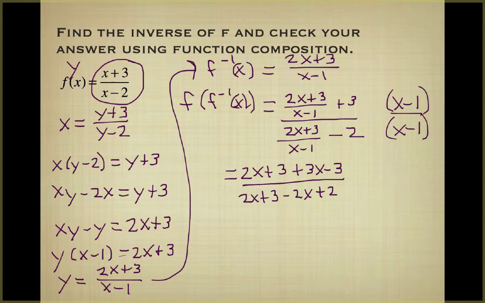Now we're going to combine our like terms. We have 2x and 3x. We get 5x. 3 minus 3 is 0. We have 2x minus 2x goes to 0. 3 plus 2 is 5. And we get x. And x is our identity function. So when we did the composite function f and f inverse x, we get back our identity function. And so we have proper inverses.